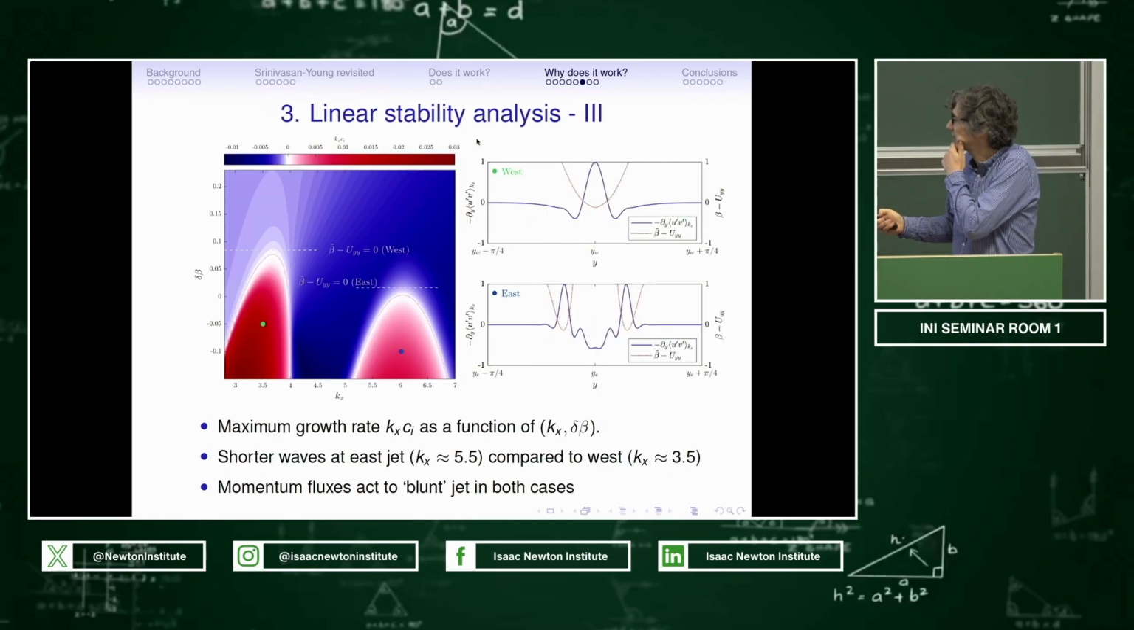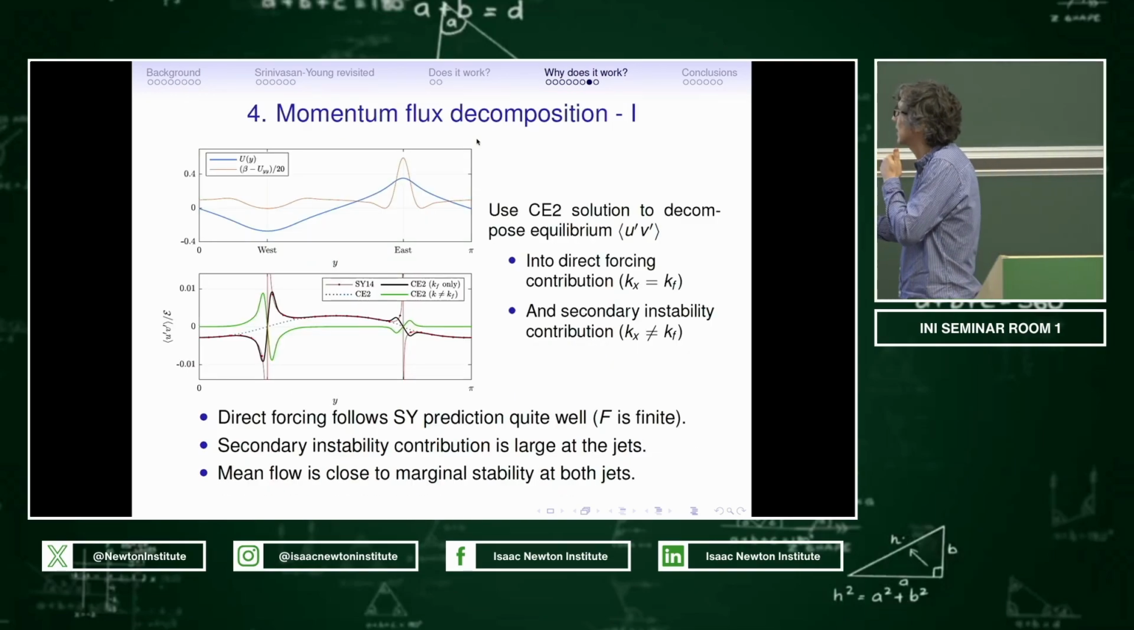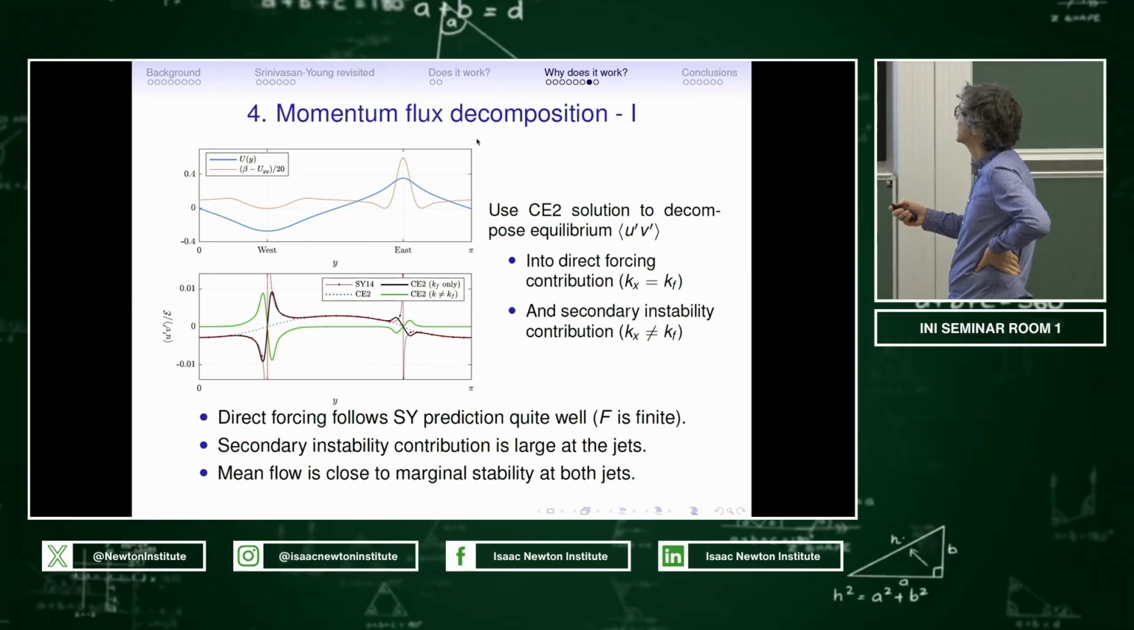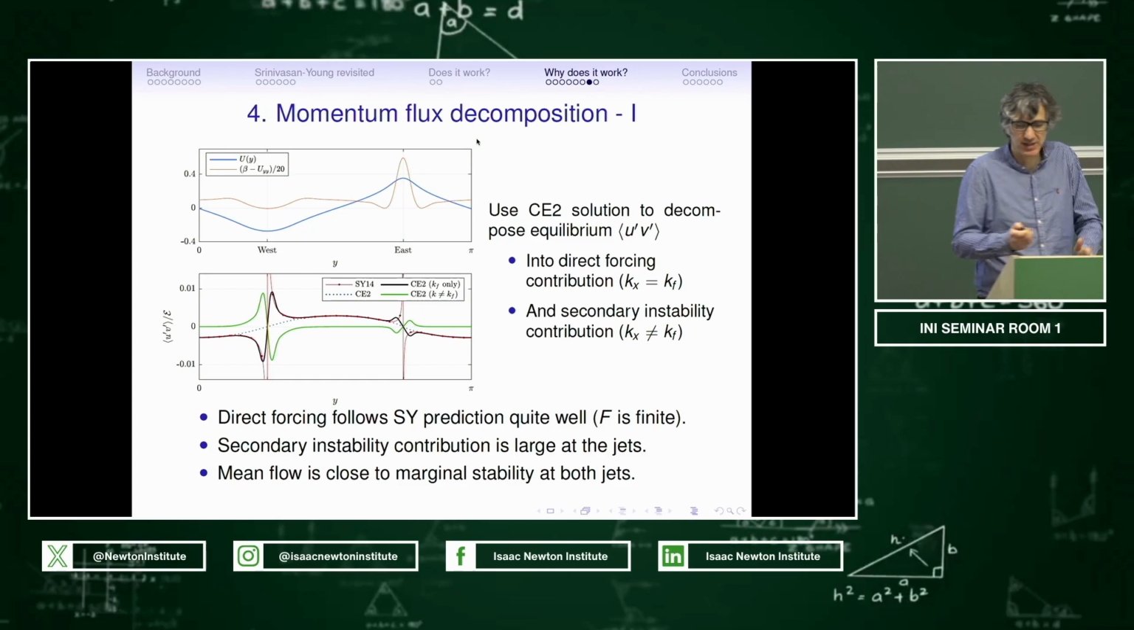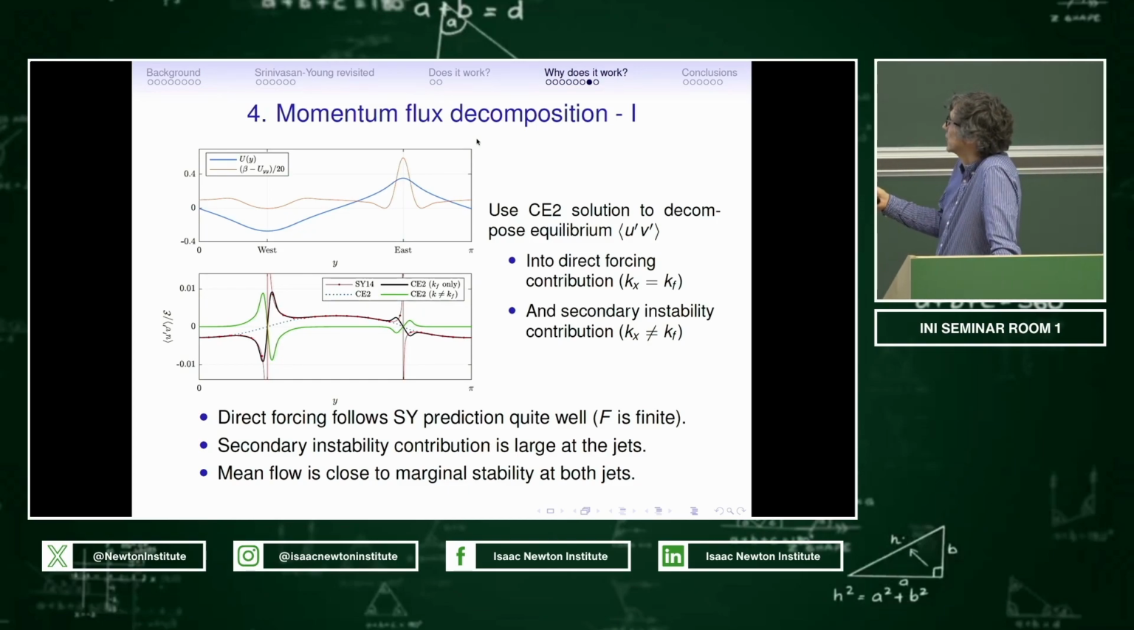So to complete our analysis, we looked a bit at the momentum balance in the equilibrated states. These are calculations from the CE2 solution. The idea here is that we can decompose the momentum flux into a contribution which is direct from the forcing, which is given by the Srinivasan-Young theory, and we can demonstrate that for this equilibrium flow, the momentum flux due to the waves at the forcing wave number is well described by the Srinivasan-Young theory.